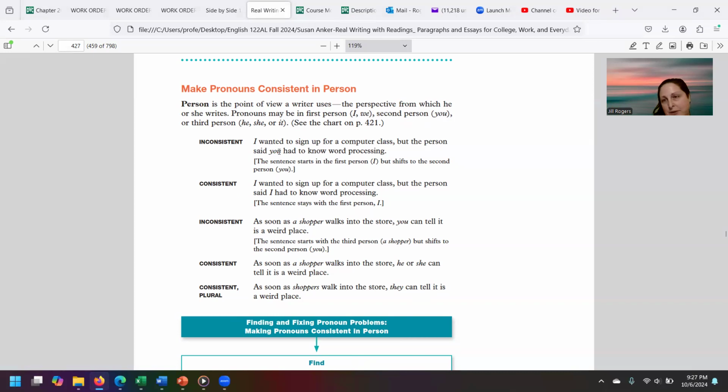This says I, then we switch to you. Don't shift, don't switch. The whole sentence is, I wanted to sign up for a computer class, but the person said you had to know word processing. That doesn't make sense. It's I had to know word processing.